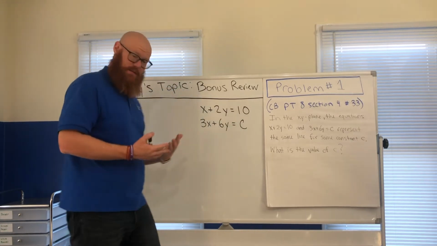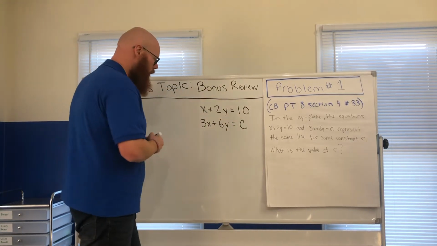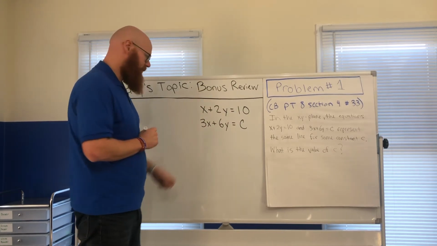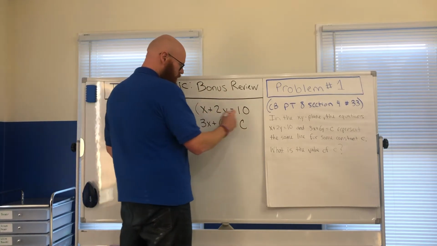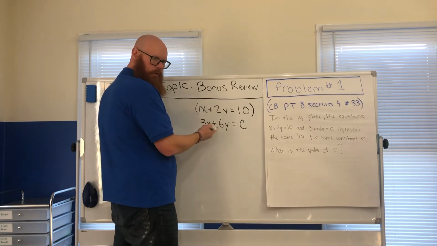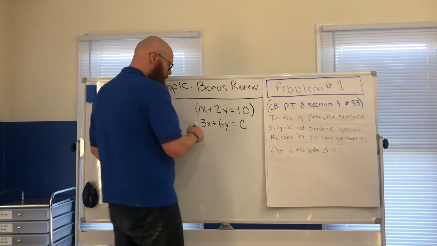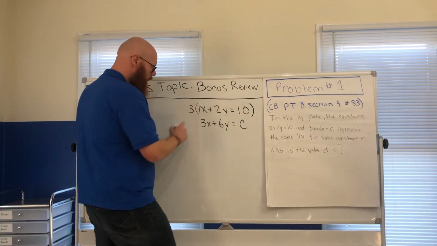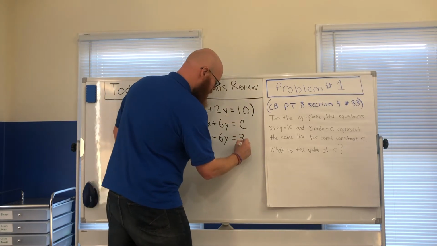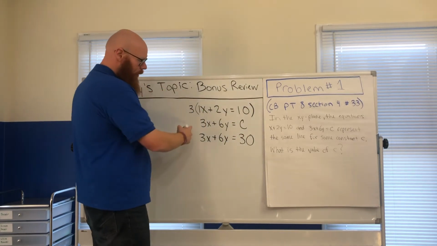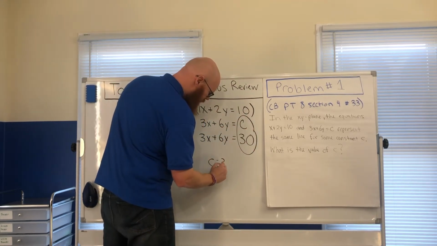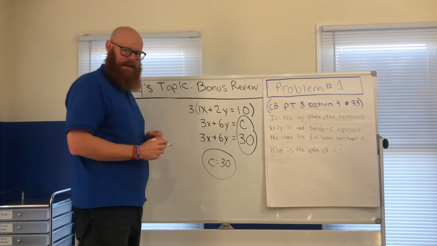So we're going to focus this way on the school way, which is, let's see if we can make these equations look exactly the same. Well, it's going to be easier to focus on the first equation because the coefficients of 1 and 2 are smaller than the coefficients of 3 and 6. So I'm going to simply make them the same by multiplying by 3. So I get 3x plus 6y equals 30. And then I just match them up. In order for these to be the exact same equations, I would need C to equal 30, and that's it.